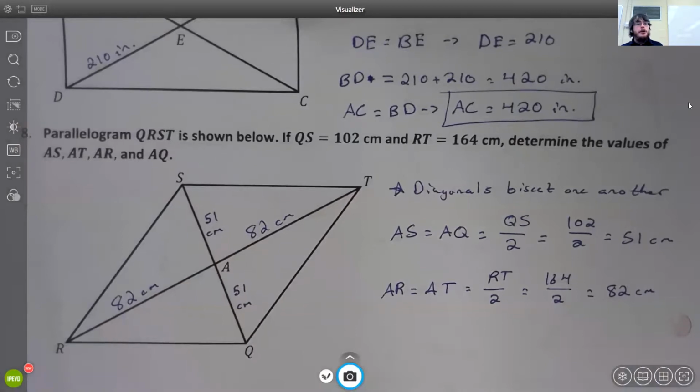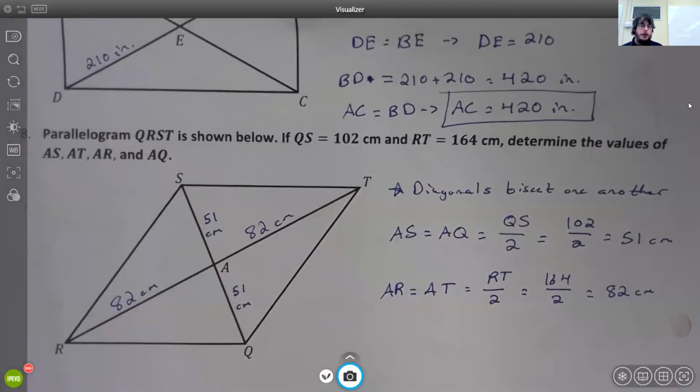And that does it for this video, guys. I hope this video helped. We are going to try and wrap up quadrilaterals as soon as we can because we need to move on to our next thing, which would be circles.